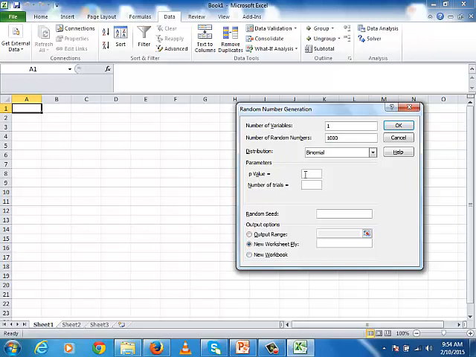Okay, let's see. So let's assume that the proportion of voters in the population for Imran Khan is 25%. So I'm going to put the p value equal to 0.25. And let's suppose that we are looking at a sample of size 10 voters only. So we have 10 voters and in the total population we have 25% people who are voting for Imran Khan. Now we are going to look at how these samples behave.